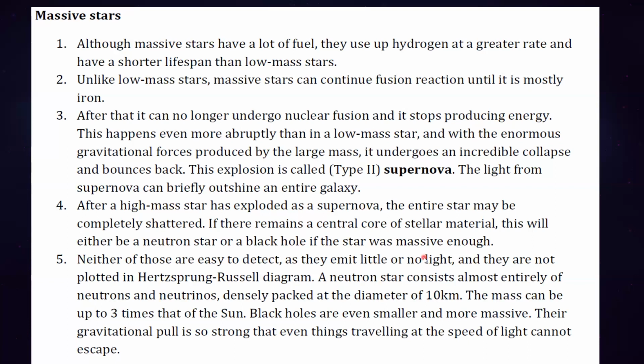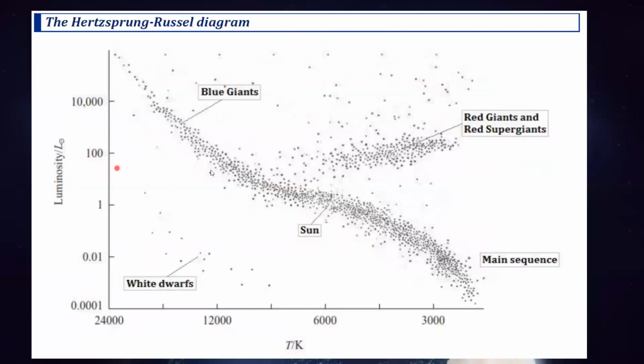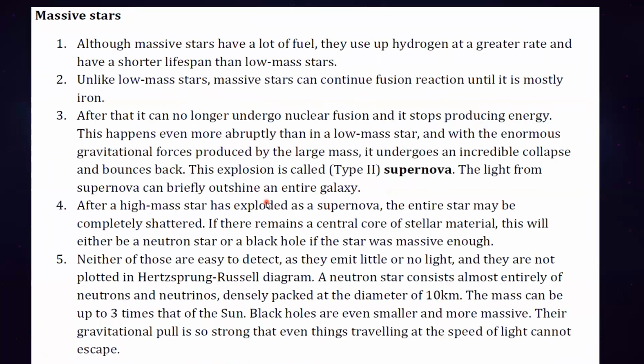Like black holes, you don't see them labeled in a Hertzsprung-Russell diagram. Why are we not labeling black holes? Because they don't have any luminosity, they are not emitting any light. Same thing for a neutron star, no light. That's why we are not able to sketch the position of a black hole or a neutron star on the Hertzsprung-Russell diagram.